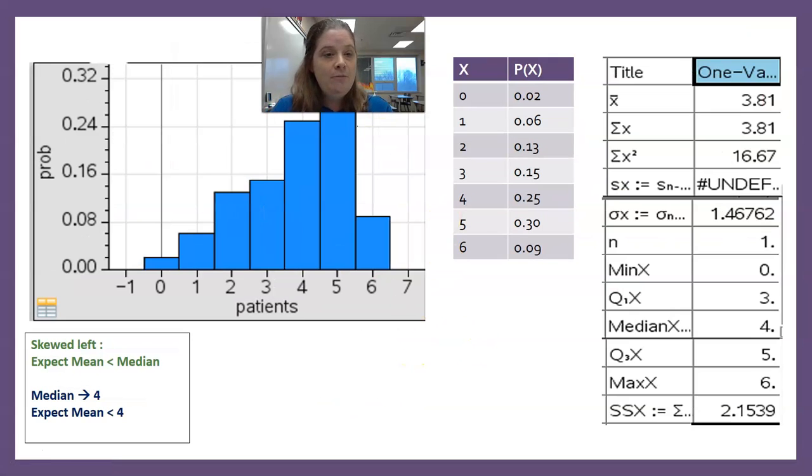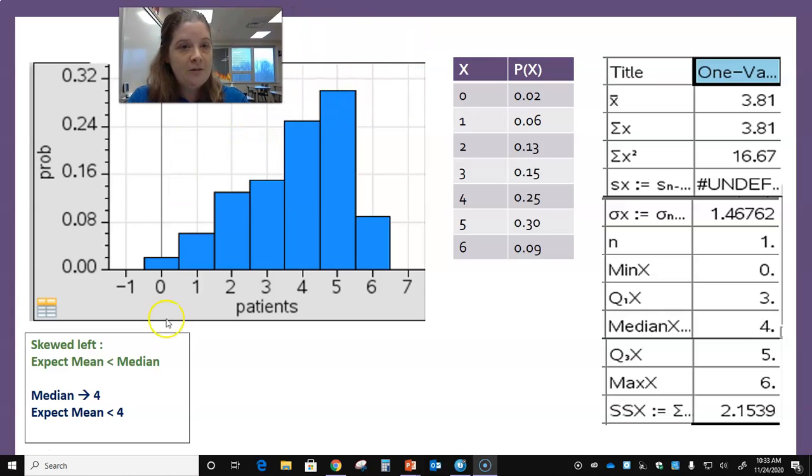Okay, and then we had our one that was skewed to the left, and we expected that if it was skewed to the left, the median was going to be 4, and we would expect the mean to be less than that.